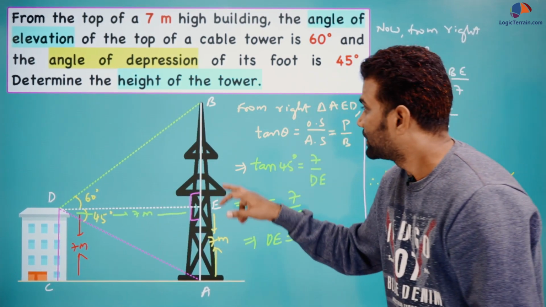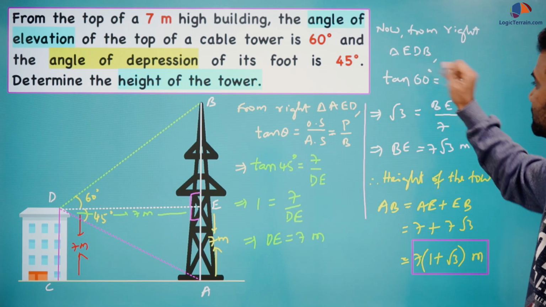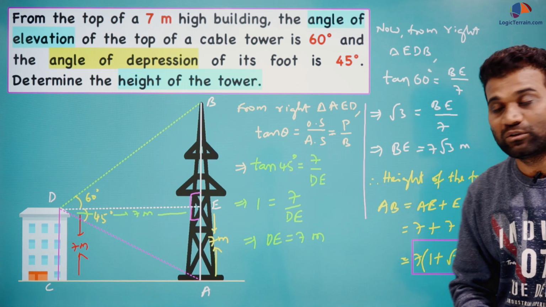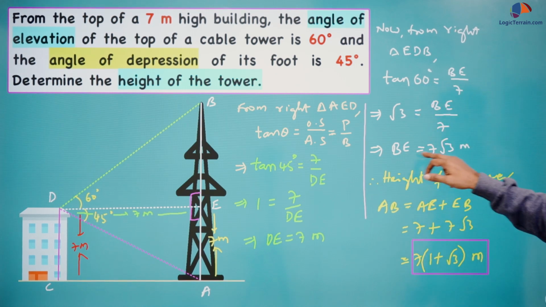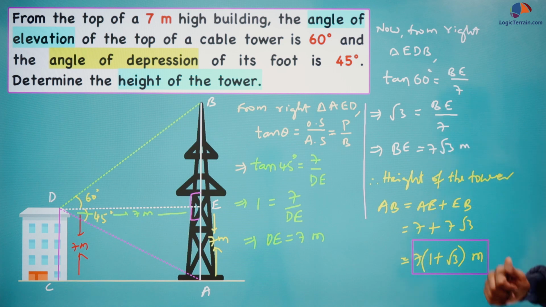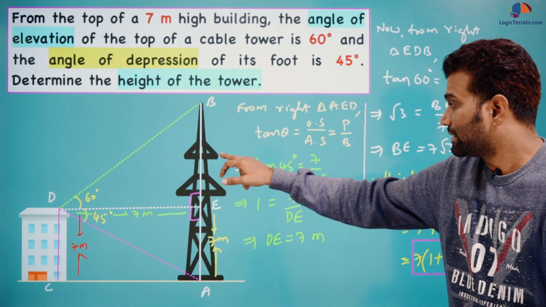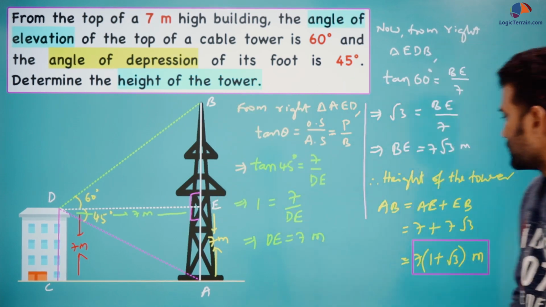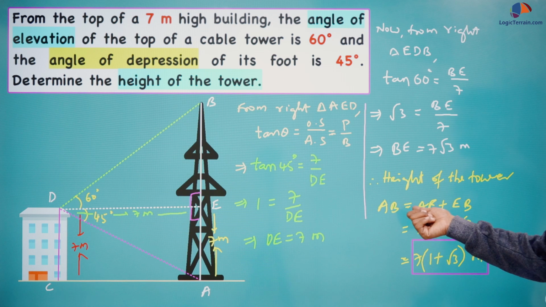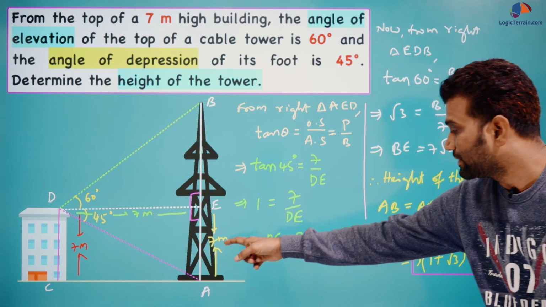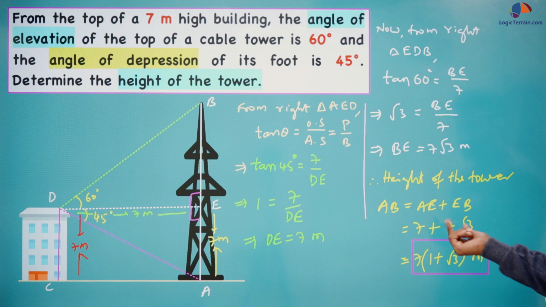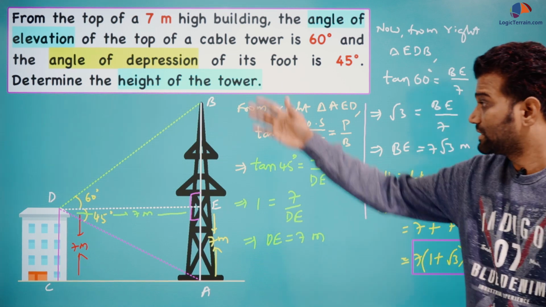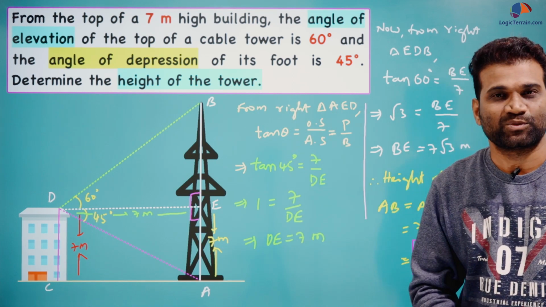Now by considering this right angle triangle EDB, again tan 60 degrees equals BE upon 7. The tan 60 degrees value is square root 3, equal to BE upon 7, so BE equals 7 square root 3 meters. So this we have got, that is 7 square root 3 meters, and the total length is AE plus BE. So the height of the tower is AB equals AE plus EB. We know AE is 7 and EB is 7 square root 3. So taking 7 as common, here 7 into (1 plus square root 3) meters. This is the required height of the tower, right?